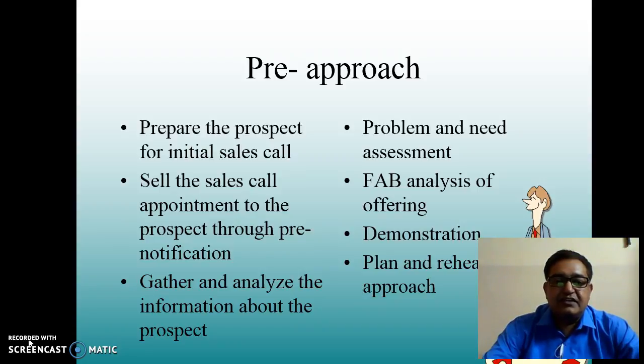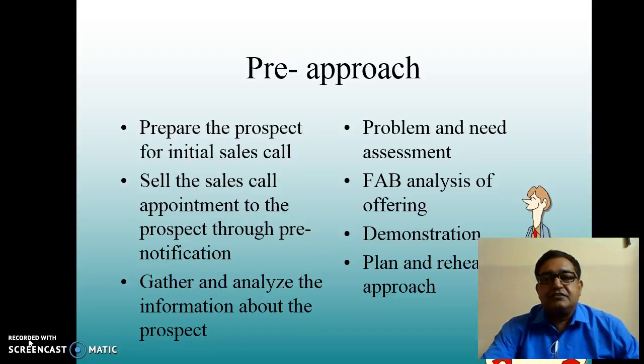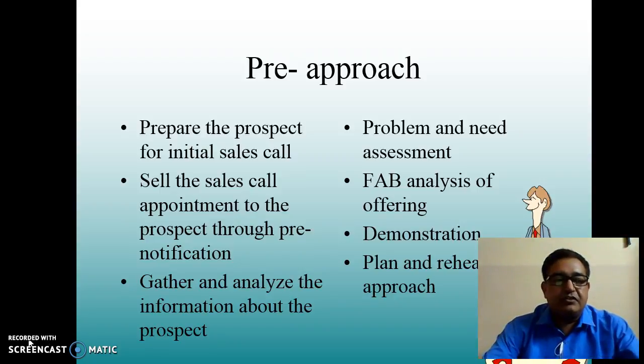And gathering and analyzing the information about the prospects. Meanwhile, what are their interest areas, what are the other interest areas wherein you can influence that particular prospect. Then you need to identify their problems, as well as you need to do need assessments.